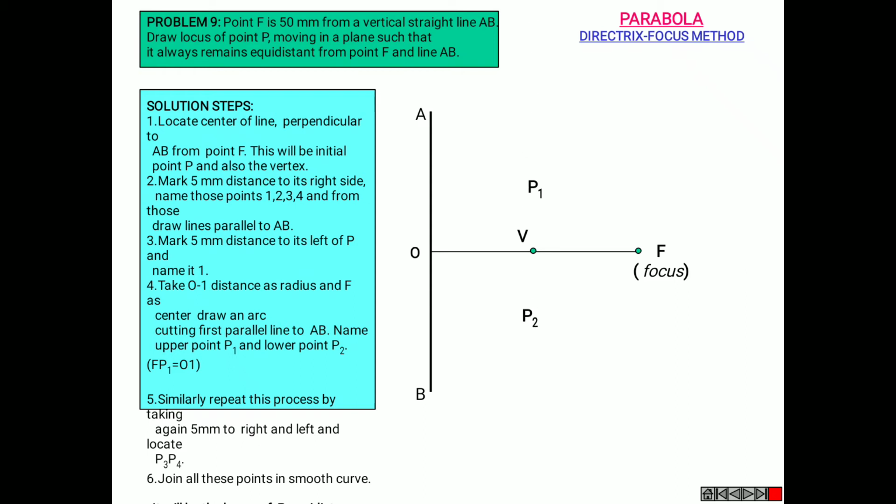So this is the vertex, and dividing some distance beyond the vertex towards your right, mark some points 1, 2, 3 and 4, and draw the vertical lines parallel to the directrix, 1, 2, 3, 4 and so on.